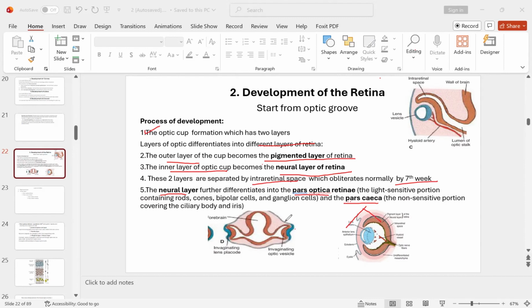The pars optica retinae differentiates into three layers. Number 1, photoreceptive cell layer which contains rods and cones and is closer to the pigmented layer of retina. Number 2, the mantle layer which contains ganglion and bipolar cells as well as some supporting cells. Number 3, marginal or fibrous layer which contains axons of ganglion cells. So this is the process of development of retina.